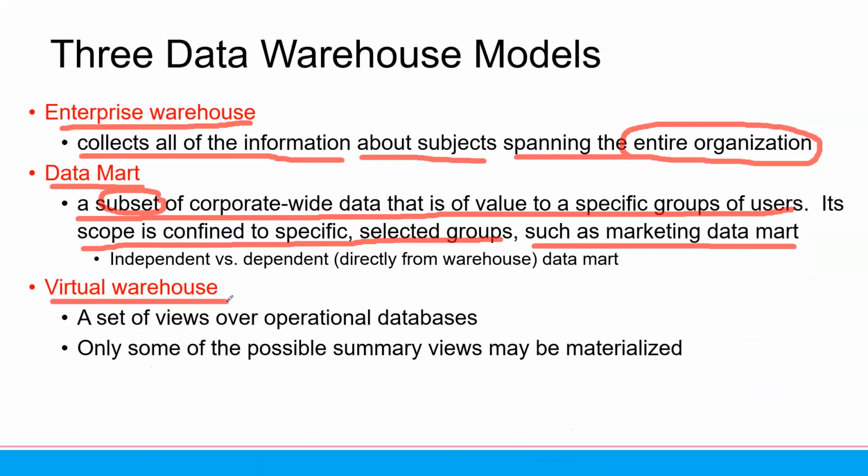Virtual warehouse. It is a set of views over operational database. If you learn about database, there will be the word about query. So when you do query, it means you want to get some data based on conditions. Maybe the condition is you want to get some data on January. You want to get the data on February. Or you want to get the data from Mr. Kim. So after we have the query, we can put the result of the query into one view.